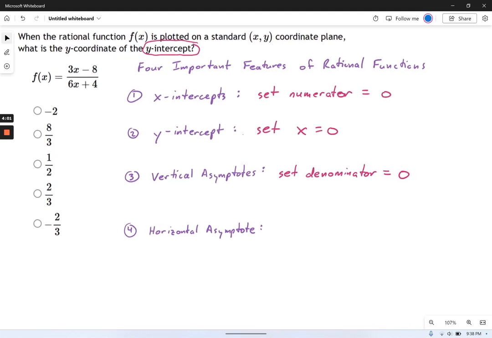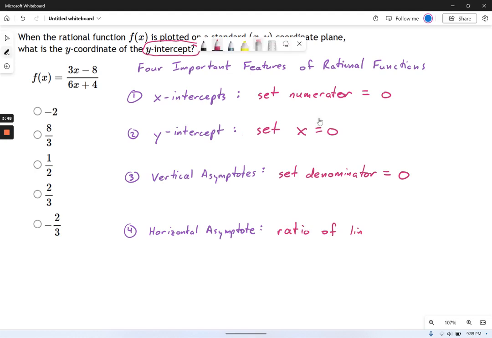And for the horizontal asymptote, this one's a little more complicated. This is the ratio of linear. I shouldn't even say linear. We can be a little more generic than that. We can say ratio of leading coefficients. And I'll touch a little bit more on horizontal asymptote in a moment. So let's get into this then.